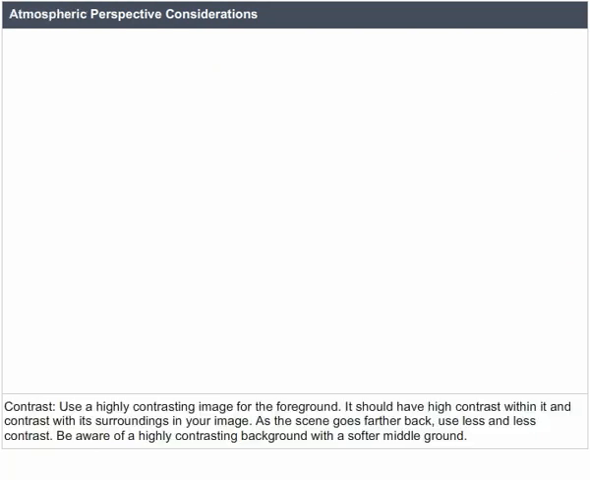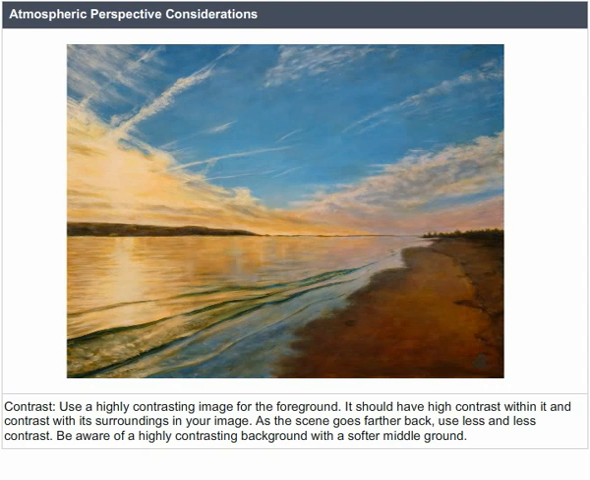Atmospheric perspective considerations. Contrast. Use a highly contrasting image for the foreground. It should have high contrast within it and contrast with its surroundings in your image. As the scene goes farther back, use less and less contrast. Be aware of a highly contrasting background with a softer middle ground.